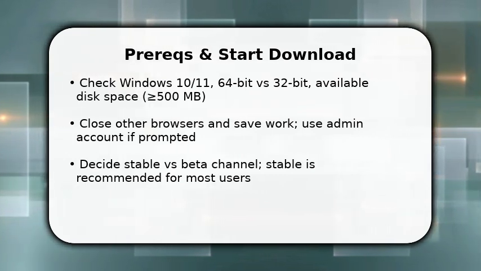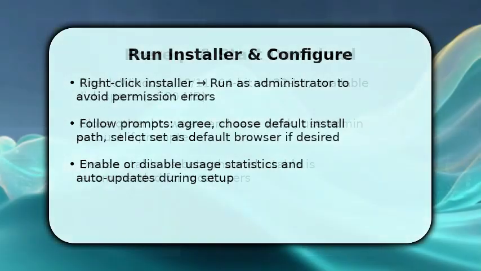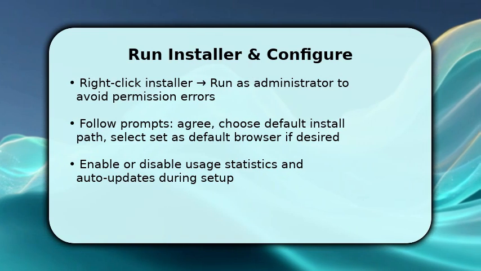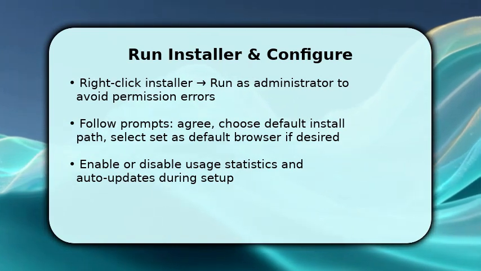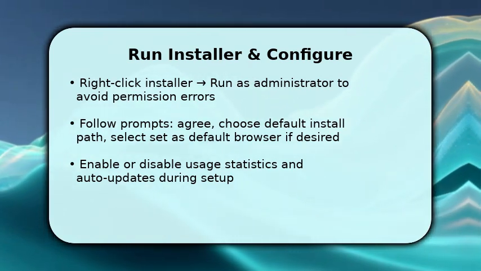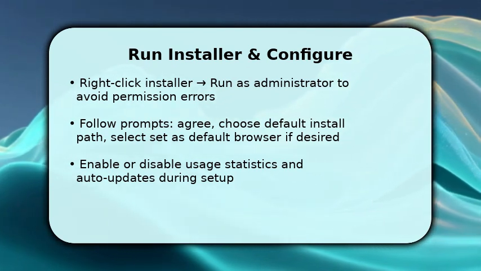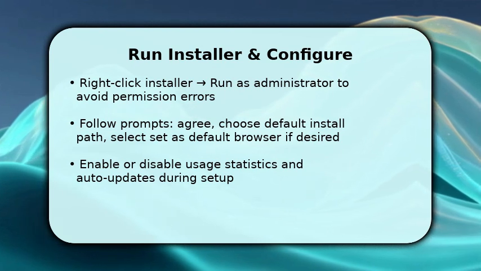You will now run the installer and configure options. Locate the downloaded file in Downloads, right-click and choose Run as Administrator to prevent blocked installations. Follow the installer prompts, accept terms, use the default install path unless you prefer a custom location, and opt to make Chrome your default browser if you want.